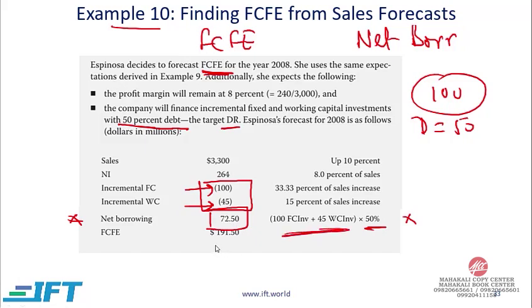And then where is this FCFE number coming from? So what we are doing is we are starting with 264 and then deducting the incremental fixed capital investment, deducting the working capital investment, adding the net borrowing, and that gives us 191.50.